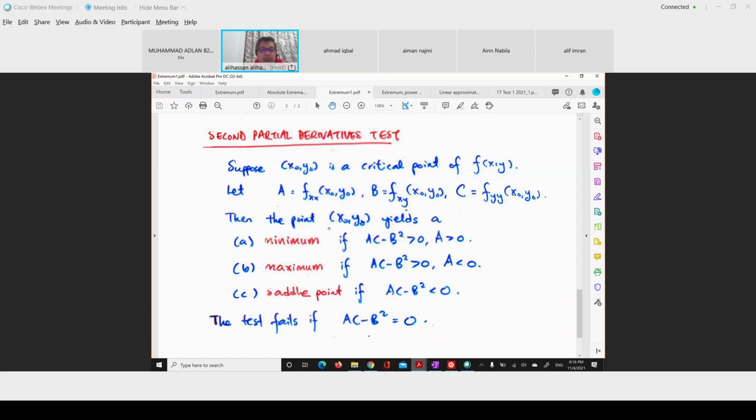Now the critical point is a minimum if these conditions are satisfied: AC minus B squared greater than 0, A greater than 0. The critical point is a maximum point if these two conditions are satisfied. It is a saddle point if the condition AC minus B squared less than 0. The test, however, fails if AC minus B squared equal to 0. So we have to use a different test or observation or something like that.